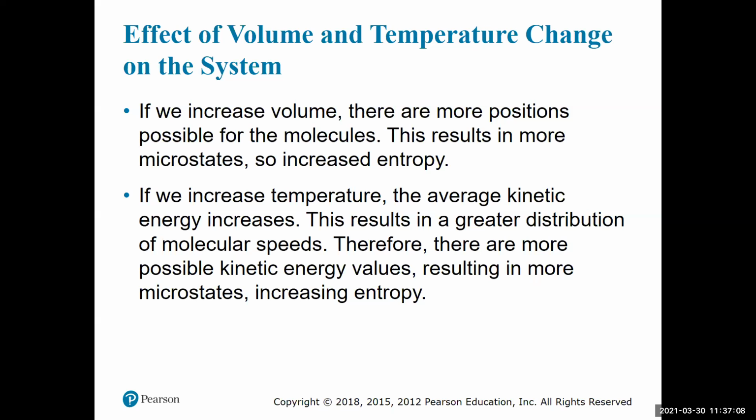So increased volume, more opportunity for those gas molecules to move around, increased entropy, increased chaos. Increased temperature, you've got the molecules taking on more energy, they start moving around more, moving around faster, more chaos, more entropy. So increasing volume and increasing temperature both increase the randomness of things.